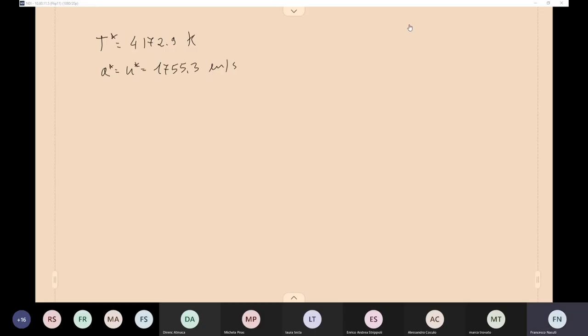So we can continue. And we see that, as I said, we can now calculate with the modified frozen assumption. We have our h_e, the molar value, which will of course be given by the sum over the composition. That means these are the critical conditions, and here are the chamber and exit.